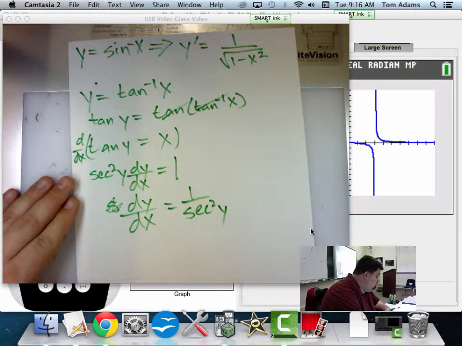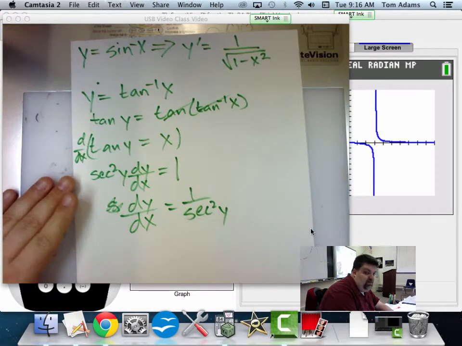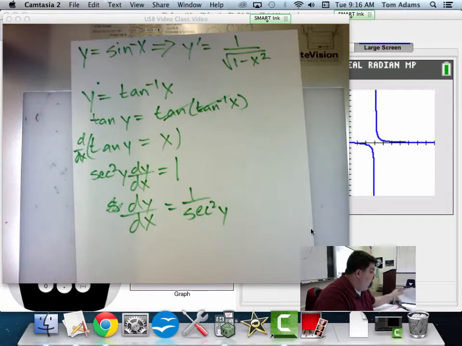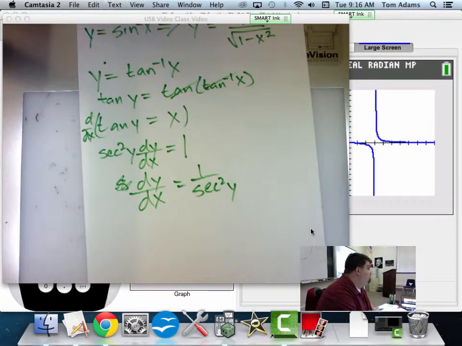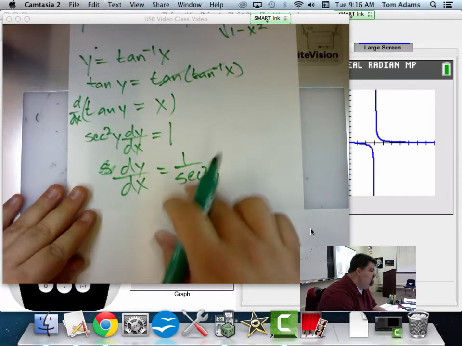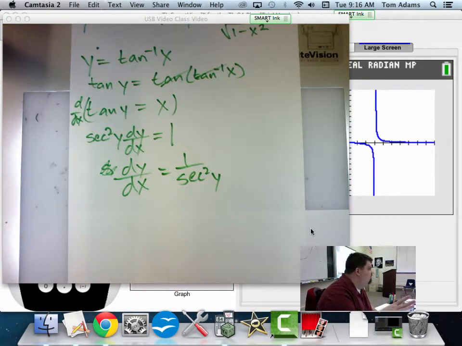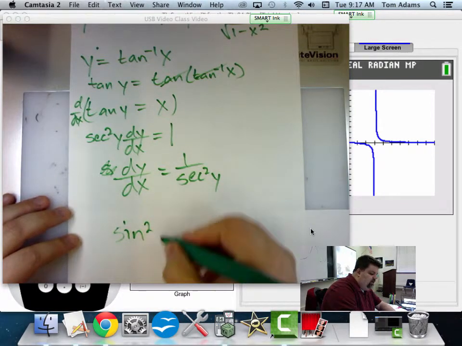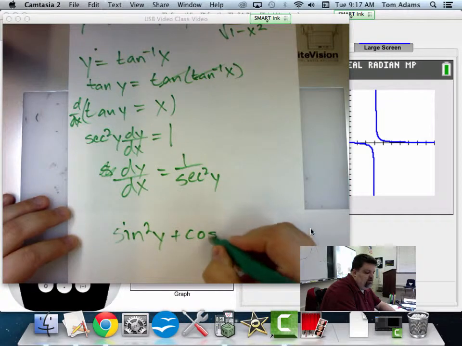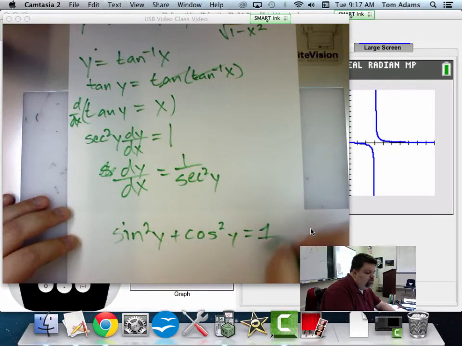Now, what does that mean? Well, believe it or not, we would address this issue like we did on the last one. We've got secant of y squared, and we would love to have that in terms of x. So we're going to have to do some substitution. Whenever you see a trig function squared, automatically think Pythagorean identity. So let's look at this. I've got sine of y squared plus cosine of y squared is equal to 1.